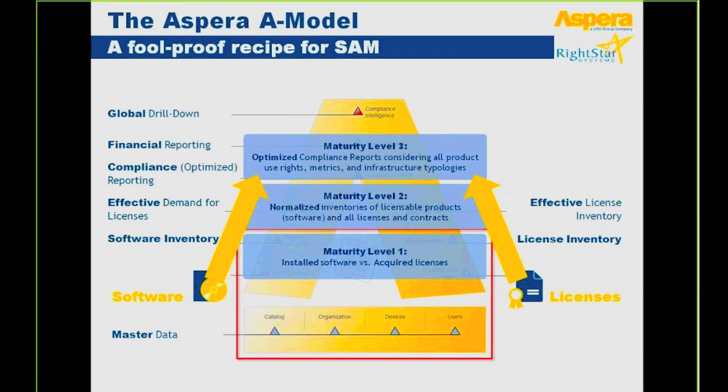And maturity level number 3 is that you do not only normalize your inventories and you can count and compare. No, you are able to take into consideration all product use rights, all metric information, and you can also consider all your infrastructure topology details, because then you can optimize your compliance reporting. So instead of just reporting on the status quo, the level of optimization allows you to say, no, on this actual environment, I wouldn't deploy a standard version because using the data center version is much cheaper.